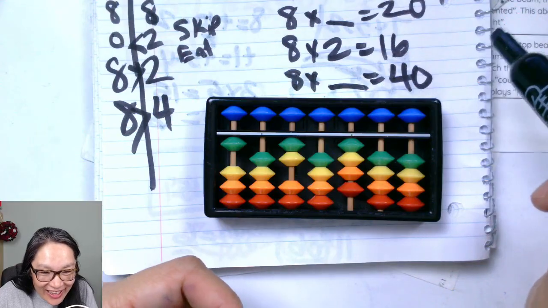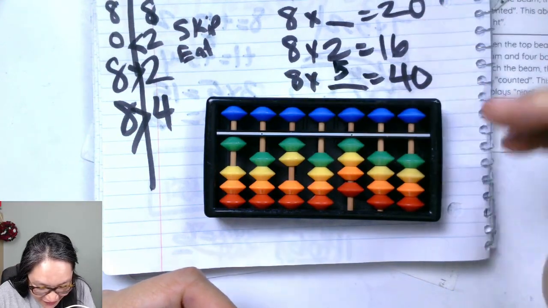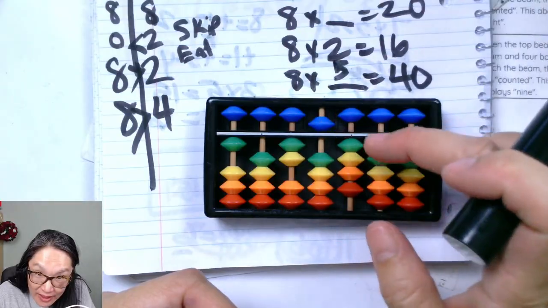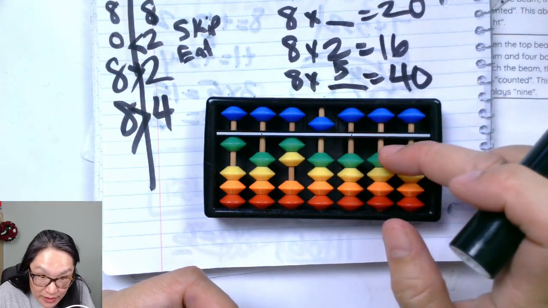Hi, Eve. Yes, 5. So I'm going to put the 5 here, and I take away 40. Take away 4, take away 0.